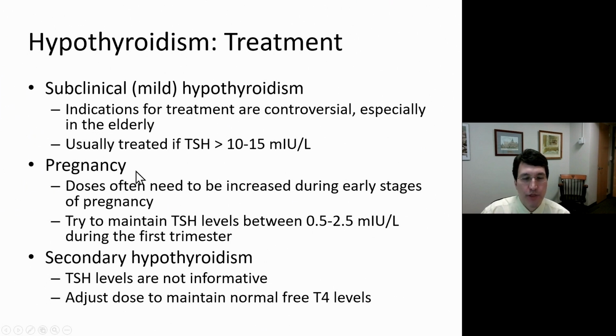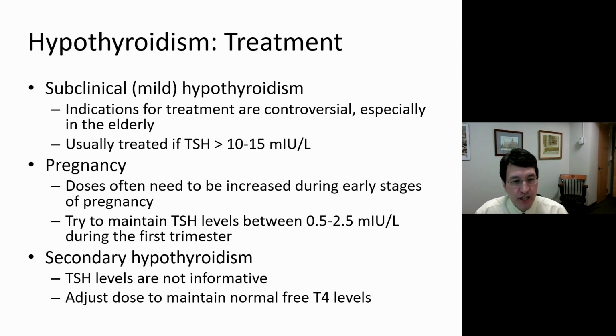When treating hypothyroidism in pregnancy, doses often need to be increased during the early stages of pregnancy due to the increased amount of circulating estrogen that changes the kinetics of binding proteins. And there are different ways of doing this. Some people empirically increase doses. Some people check doses and adjust as needed. The overall goal is to try to maintain TSH levels between 0.5 and 2.5 during the first trimester of pregnancy, and then continuing out for the duration of pregnancy. We're often able to reduce doses after delivery, and that usually has to be monitored fairly carefully as well.